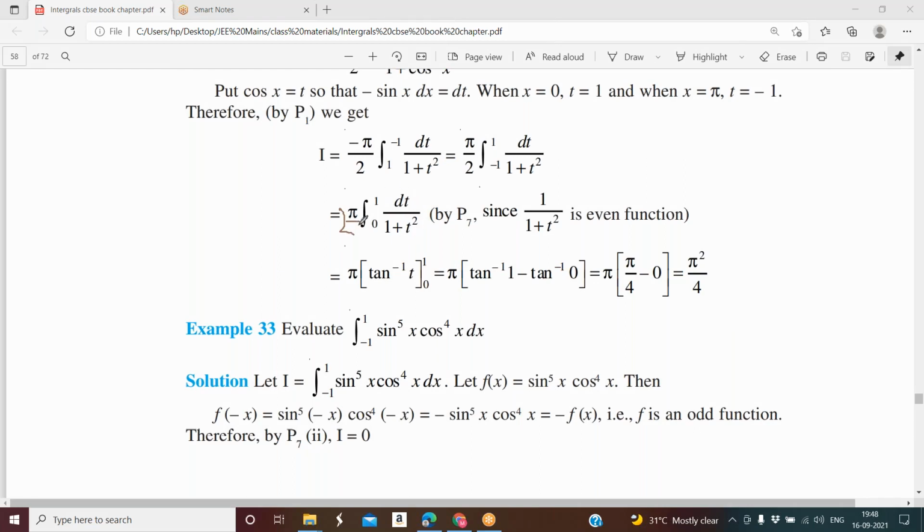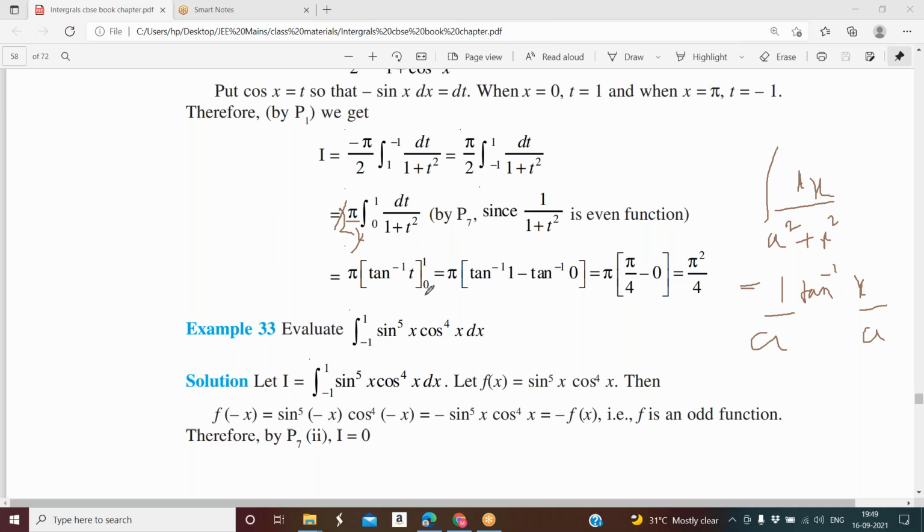Already we have pi by 2 outside, so this 2 and 2 will get cancelled. So what I am having is pi times the integral from 0 to 1 of 1 by 1 plus t square. How to integrate this? It is of the form integral dx by a square plus x square, which is 1 by a tan inverse x by a. Here a is 1, and the variable is t, so it is tan inverse t.